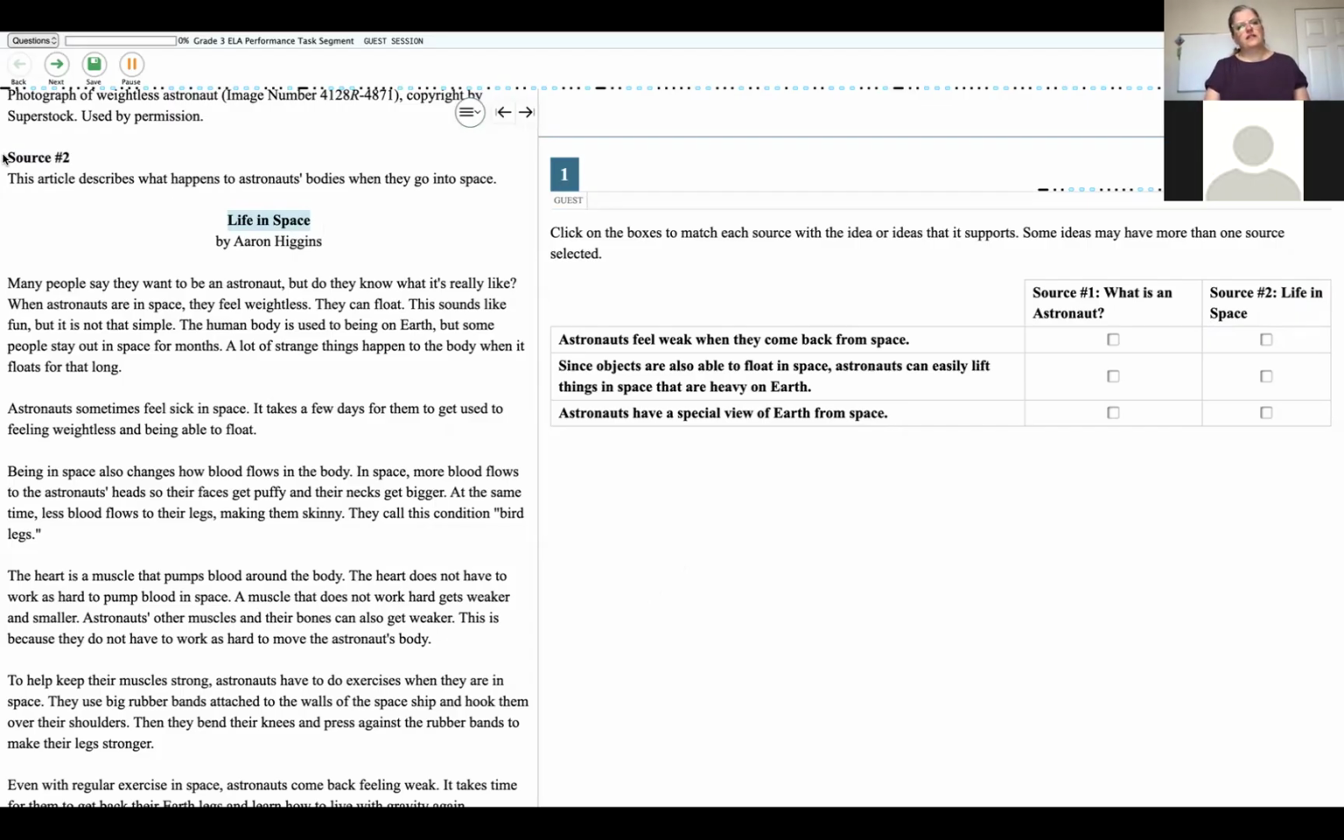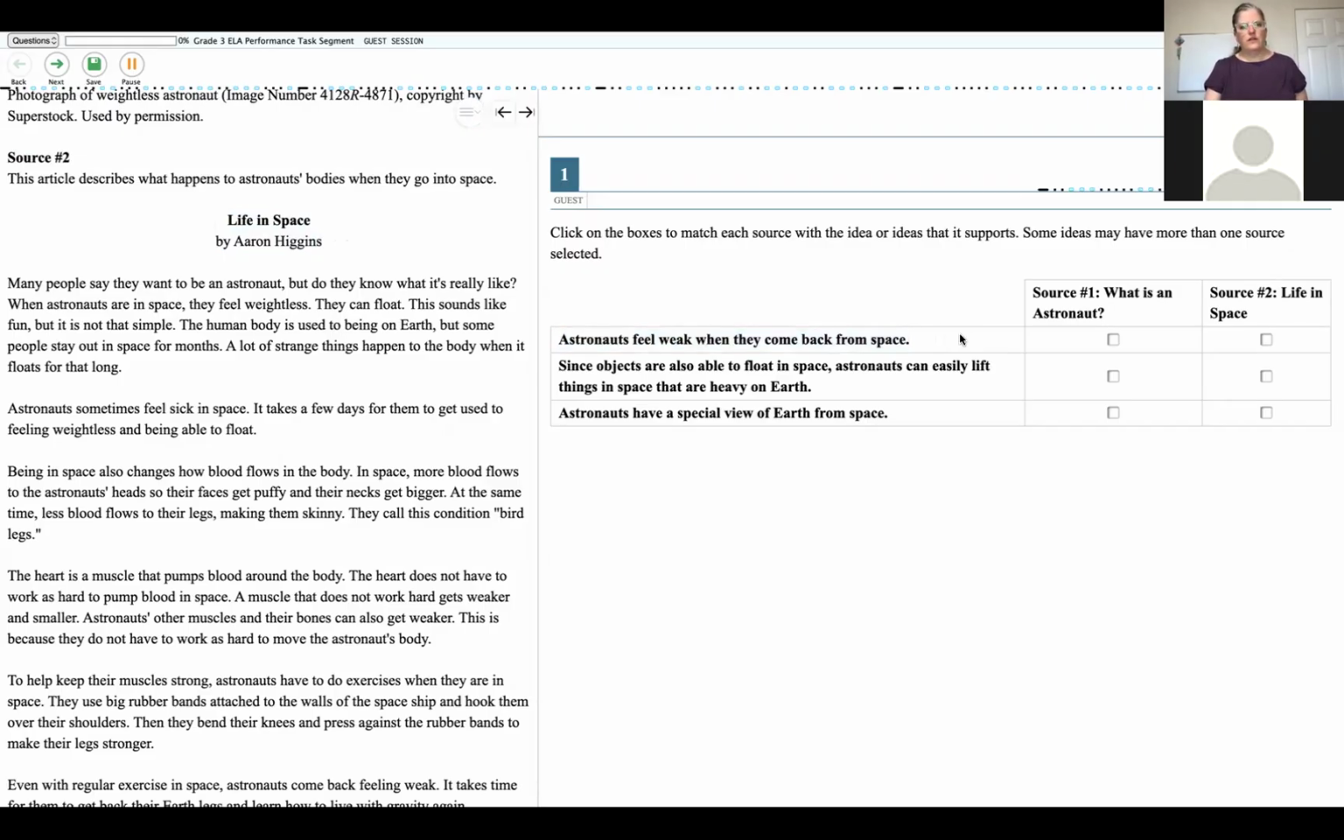Okay, so this is the second source. Remember when you wrote about deserts and you had two sources? You had one that was called the Sahara Desert and then one that was called the Gobi Desert. Think of it like that. Source one is called What is an Astronaut? And then source number two is called Life in Space. They're two different sources, okay? And then you're going to see if in this one called Life in Space, see if it talks about astronauts feel weak when they come back from space.